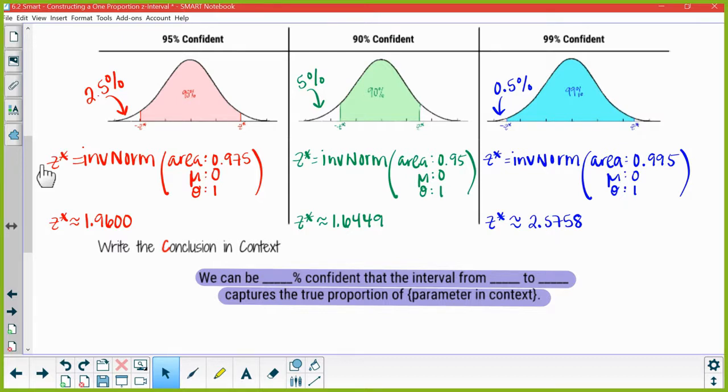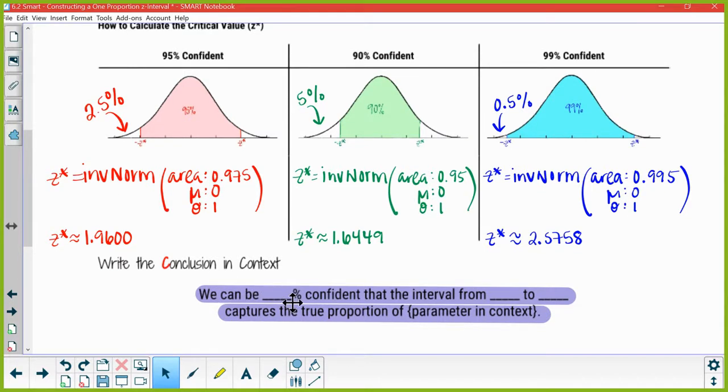Now, one thing that I want to highlight here and say is very, very important is you have to say we can be blank percent confident. Confident, the word in your conclusion, states that you followed this process for creating your interval. You can't just say we can be 95% sure, or we're 95% certain, or we know there's a 95% chance. It has to be the word confident, because that signals to your grader, more importantly on the AP exam, that you have done the process for a confidence interval.